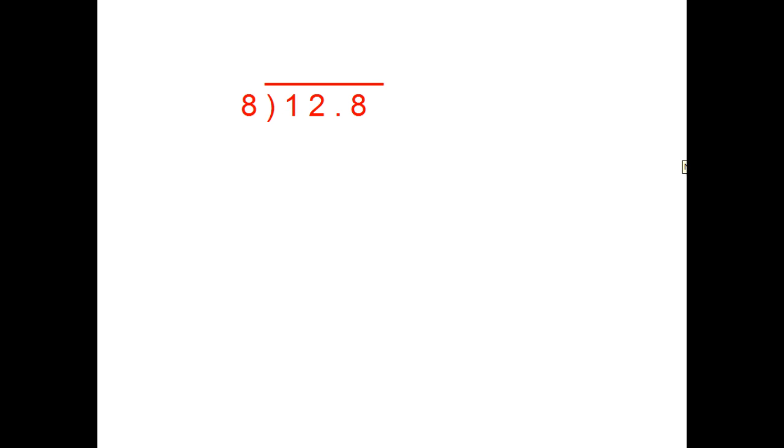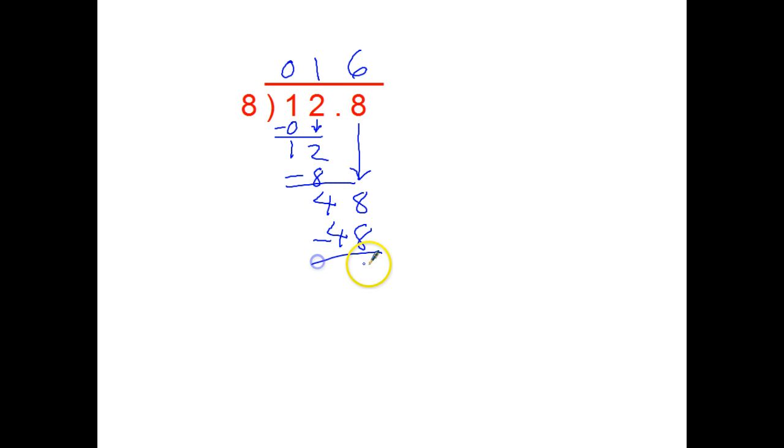12.8 divided by 8. No 8s in 1. Only 1 8 in 12. And how many 8s in 48? 6 spiders on a triple date. 6 times 8 is 48. Nothing left over, so I don't have to add any more zeros on. This time the decimal point's going over there, so my answer would just be 1.6.